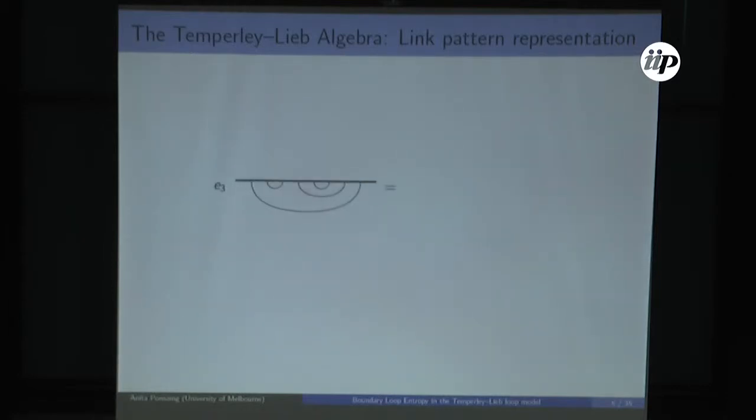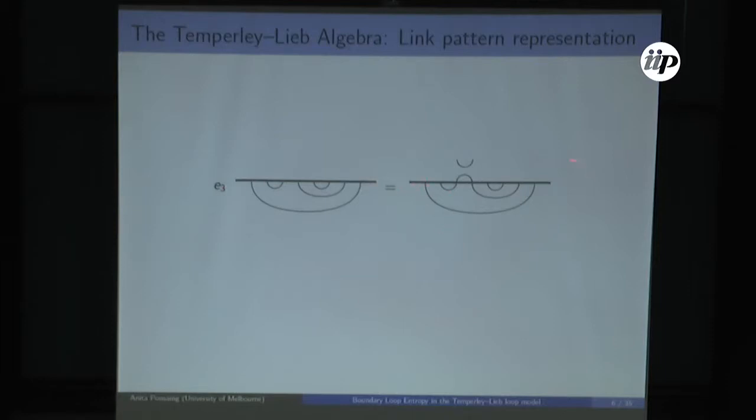So to show you how the Temperley-Lieb generators act on the link patterns, E_i is this picture acting between sites i and i plus 1, so this is E_3 acting between sites 3 and 4, and acting as the identity everywhere else.